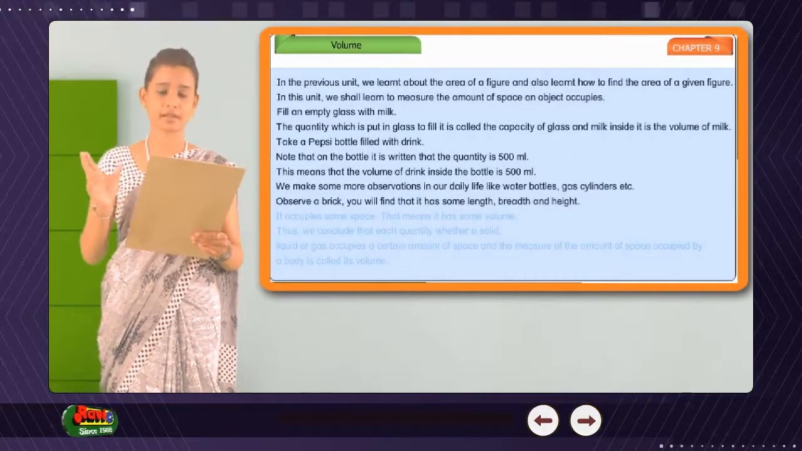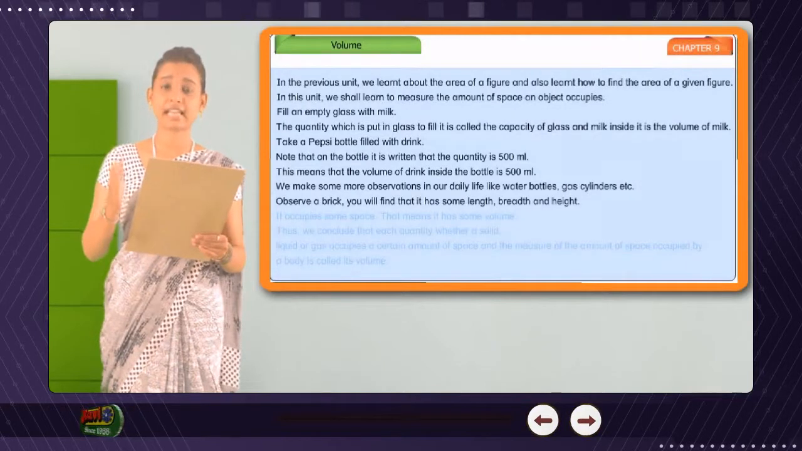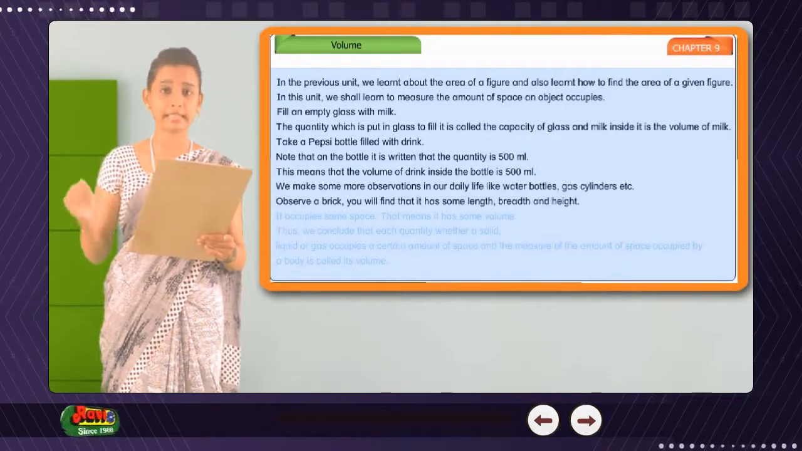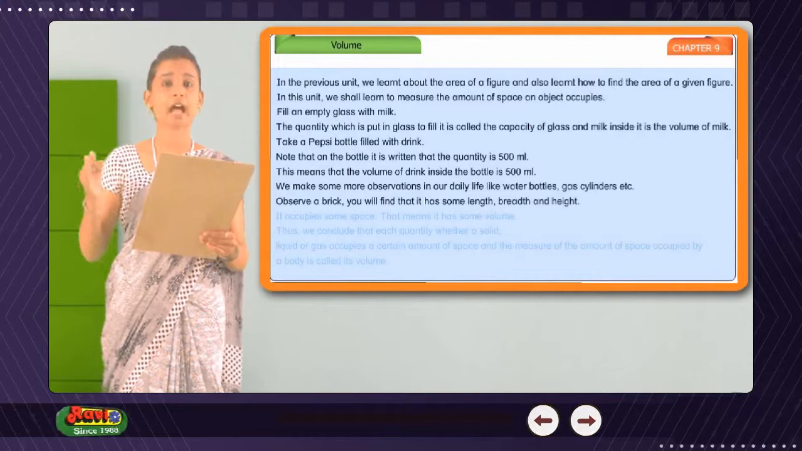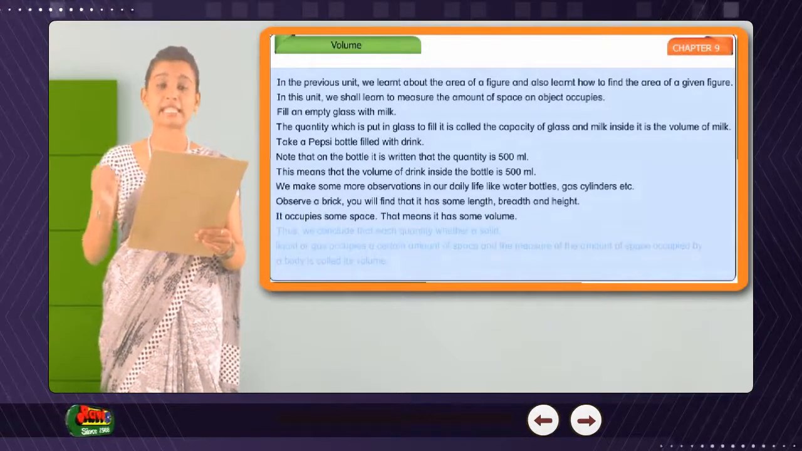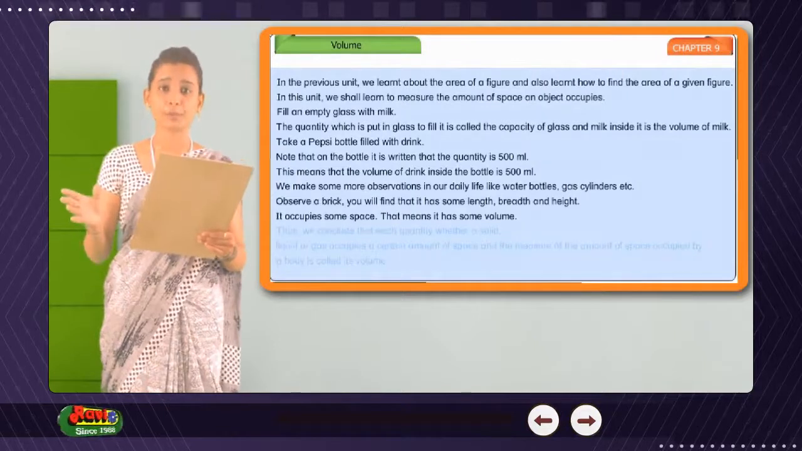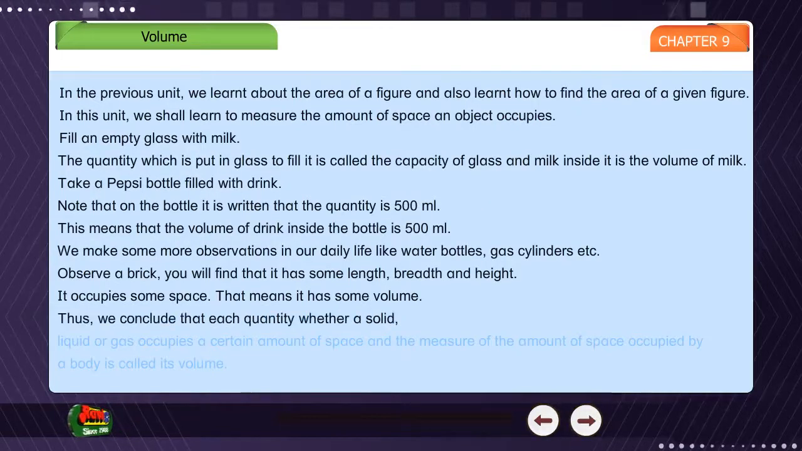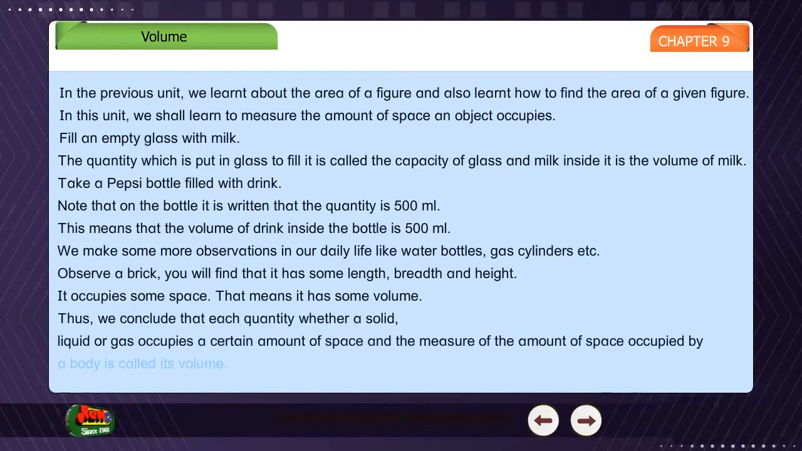Observe a brick. You will find that it has some length, breadth and height. It occupies some space. That means it has some volume. Thus, we conclude that each quantity, whether a solid, liquid or gas, occupies a certain amount of space, and the measure of the amount of space occupied by a body is called its volume.